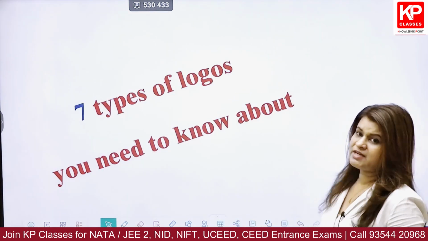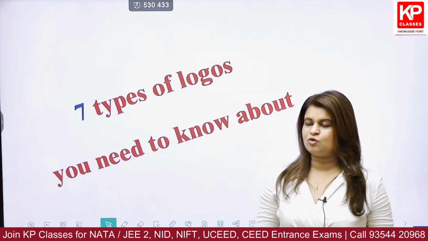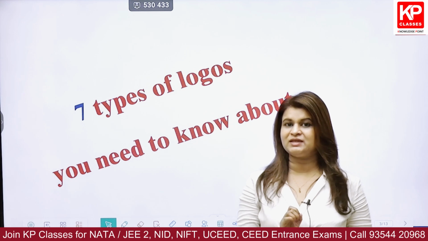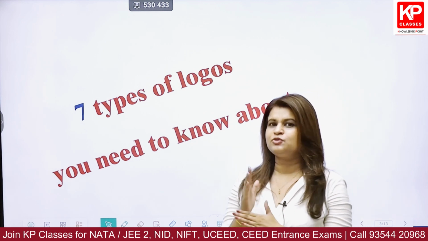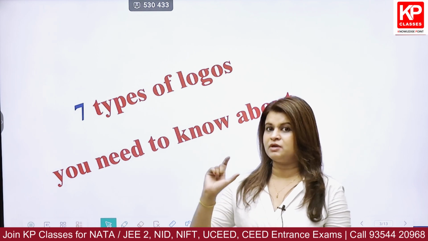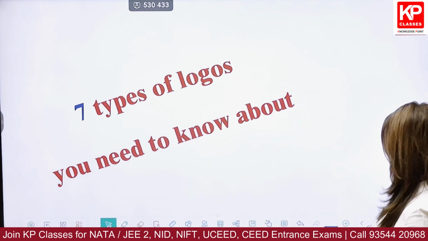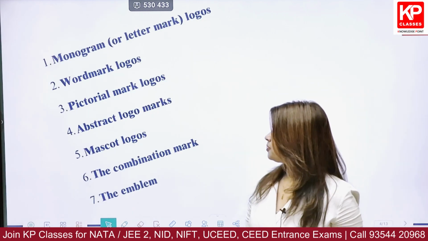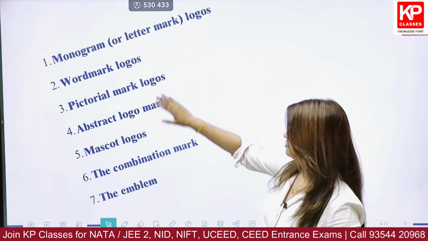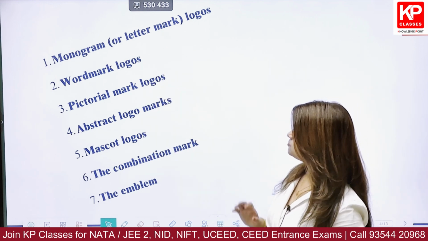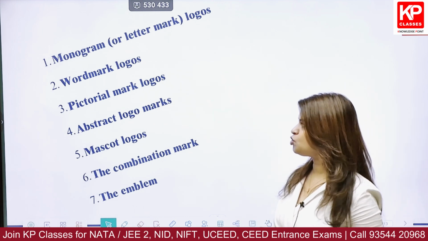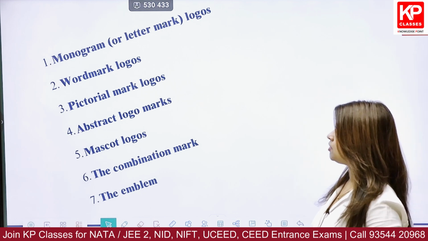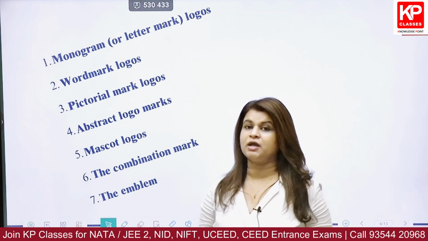So let's see 7 types of logo. Now, why 7 types of logo? We have shortlisted these logos to make it easy for you to understand, so that in your mind you have that segregation: do I need to make a logo which looks like logo number 1 or number 3 or number 5? First is monogram or letter mark logo, then we have word mark logo, pictorial mark logo, abstract logo mark, mascot logos, combination mark and emblem.